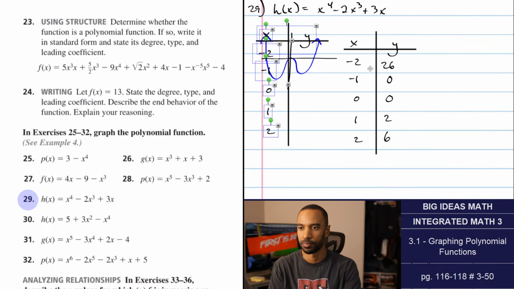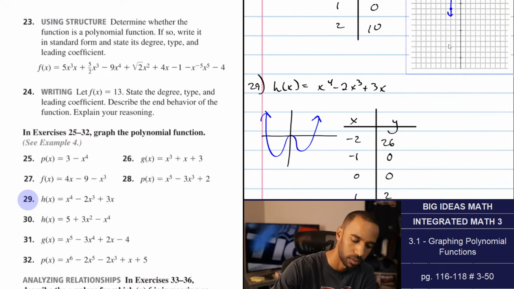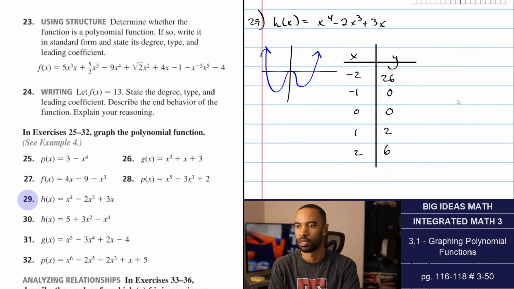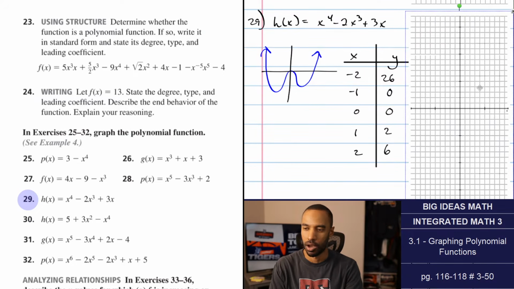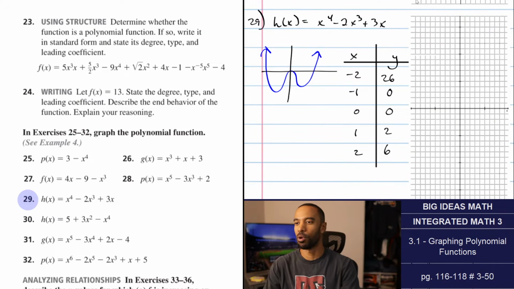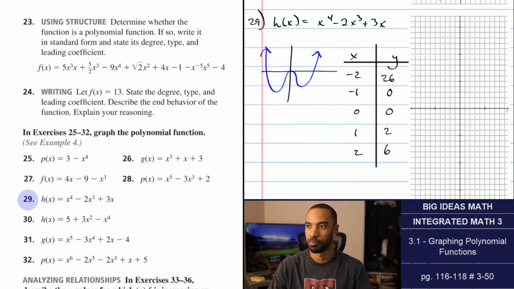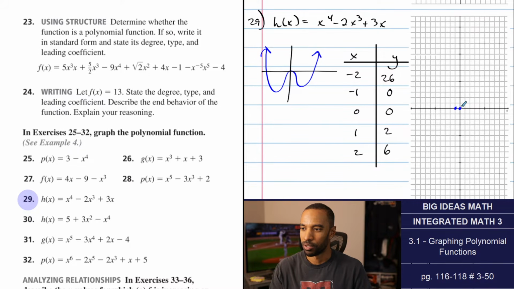Let's see it. Oh, that didn't work. Copy. Paste. Okay, here we go. I won't really be able to fit the 26, but imagine how that's going to shoot up. I want to make sure I did that right as well. Negative 2 to the fourth is 16. I guess so. Okay. All right. Negative 1 is 0, and 0 is 0. Now we'll talk about that in just a moment. At 1 we have 2, and at 2 we have 6.